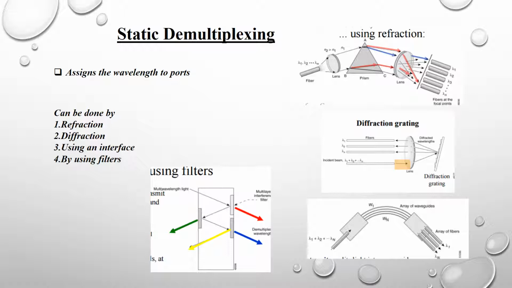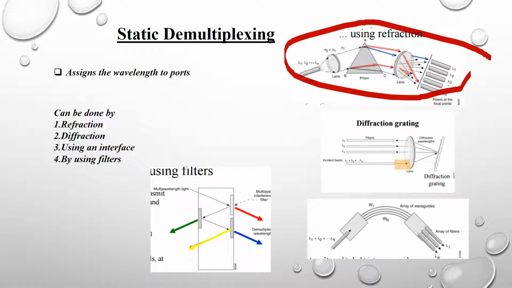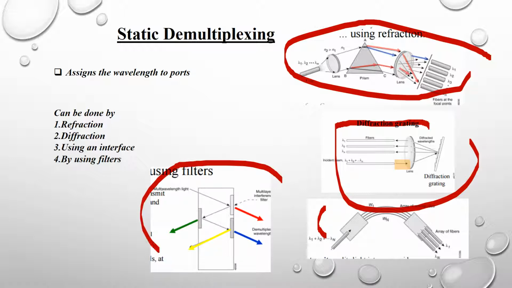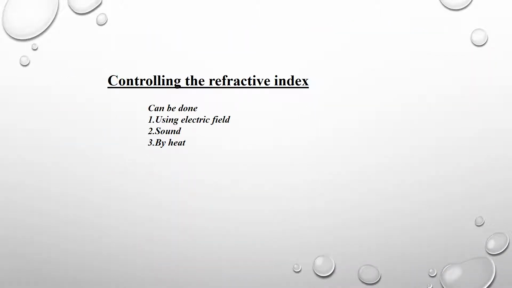It can be done either by refraction, diffraction, using an interferometer, or by using a filter, as shown in those figures. How to control the refractive index? It can be controlled by using an electric field, sound, or heat.